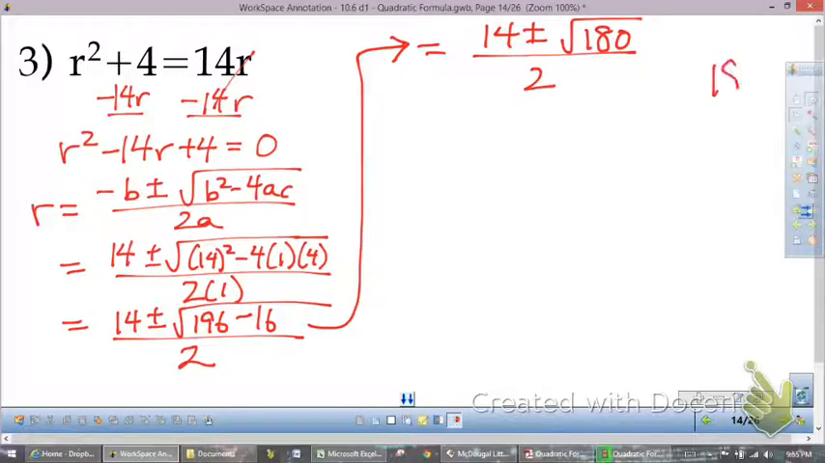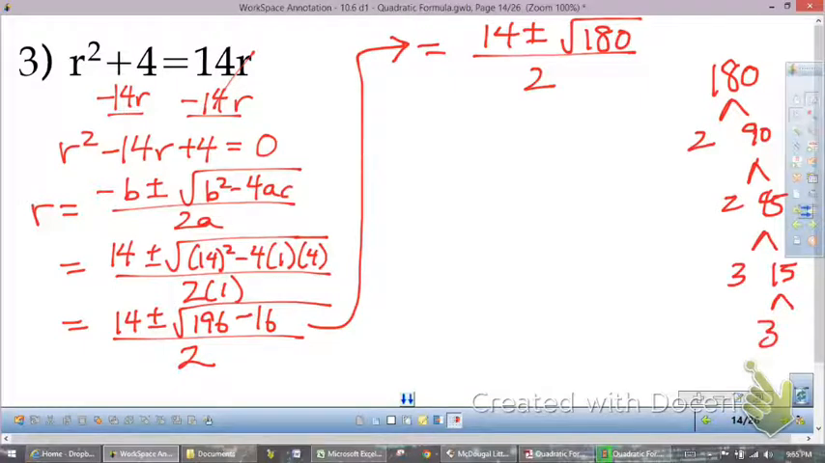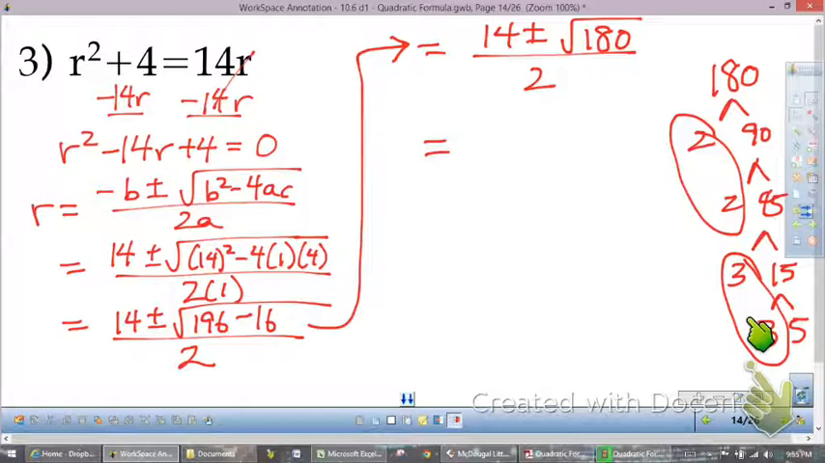Alright, we got to factor that 180 using the factor tree. So I've got 2 and 90, I've got 2 and 45, 3 and 15, and I've got 3 and 5. A pair of 2's and a pair of 3's. So that means 2 times 3 comes out from under the radical. I've got 14 plus or minus 2 times 3 is 6 times the square root of 5 over 2.